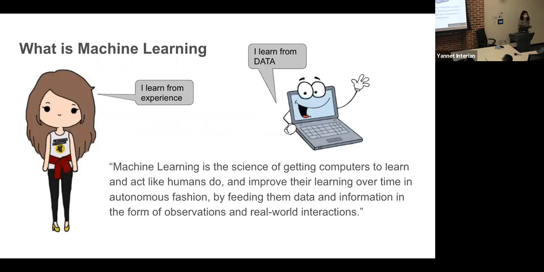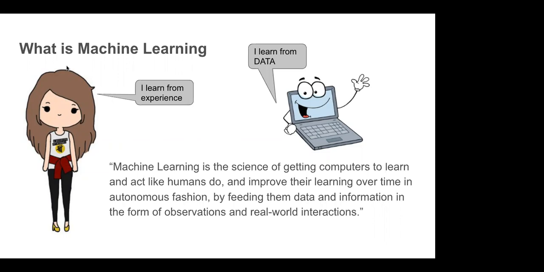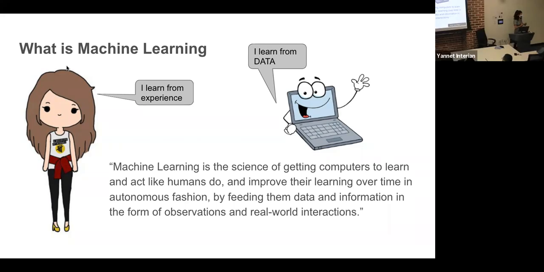So what is machine learning? And hopefully you guys are gonna start a machine learning class pretty soon, right? Or you already started? Not yet, no? So what is machine learning? So machine learning is the science of getting computers to learn and act like humans do, and improve their learning over time in an autonomous fashion by feeding them data and information in the form of observations and real world interactions. So basically we learn from experience, a computer learns from the data. And this is kind of one of the definitions of machine learning. Not all of them are exactly like that.